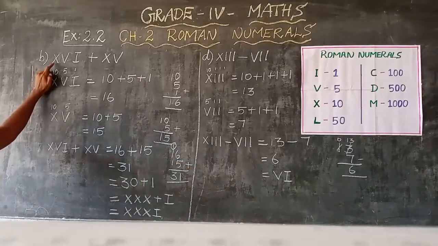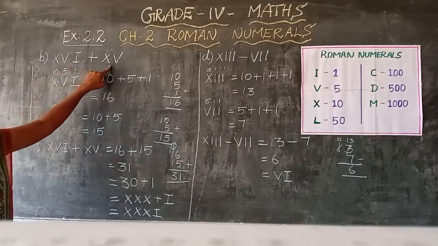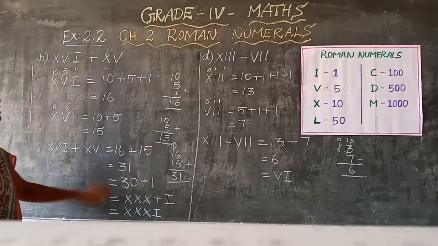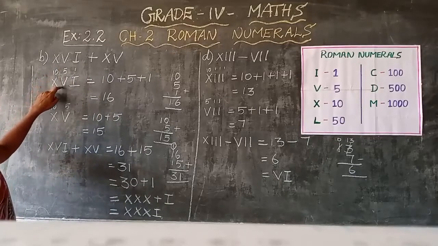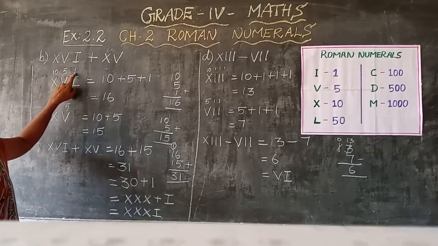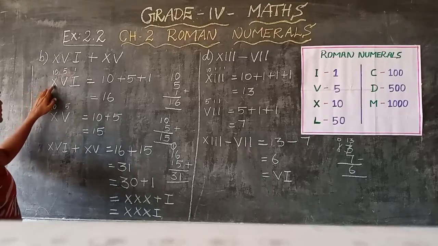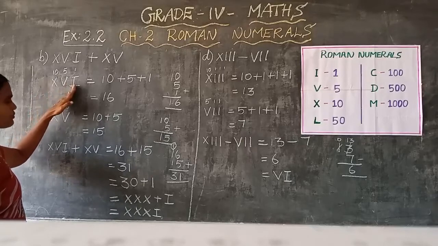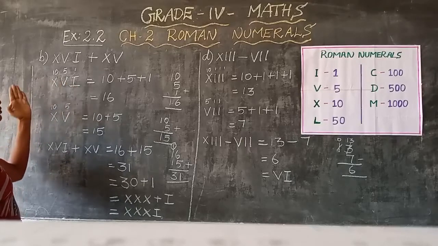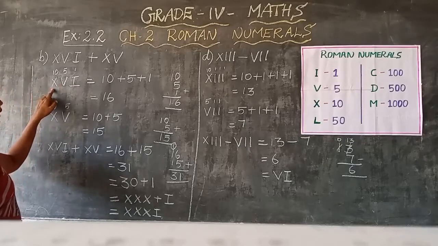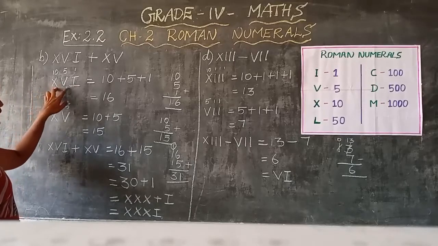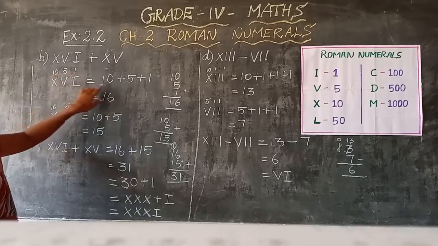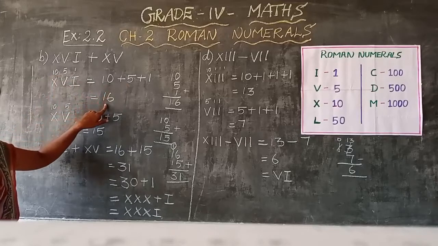B question: here given XVI plus XV. You solve and write the answers in Roman numerals. X value 10, V value 5, I value 1. We know the rule. Which one is the greatest number? 10. The right side has the small numbers, which means addition; the left side small number means subtraction. So addition: 10 plus 5 plus 1. We get answer 16.